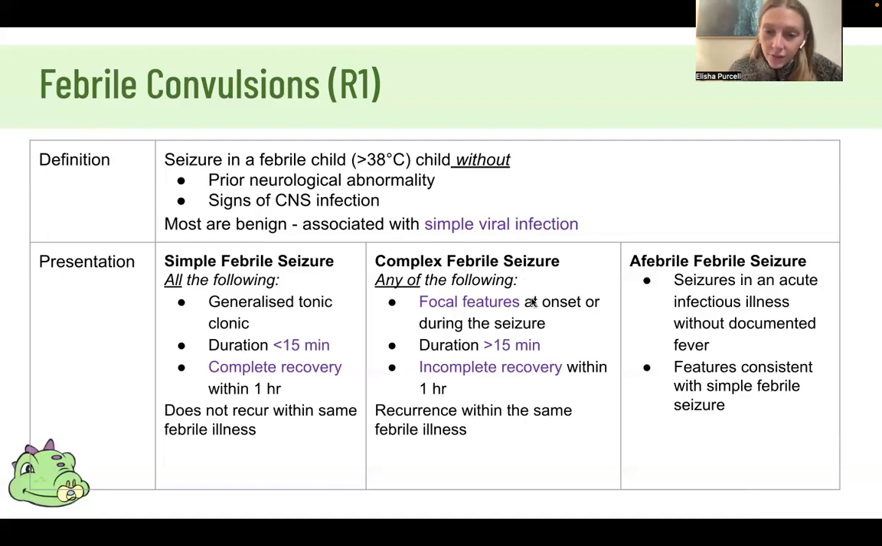Complex, you get focal features at onset of the seizure, duration greater than 15 minutes, and incomplete recovery within an hour. And for complex, you get recurrence within the same febrile illness, which you don't get with simple. With the afebrile seizure, obviously, it makes sense that it's seizures in an acute infectious illness without documented fever.